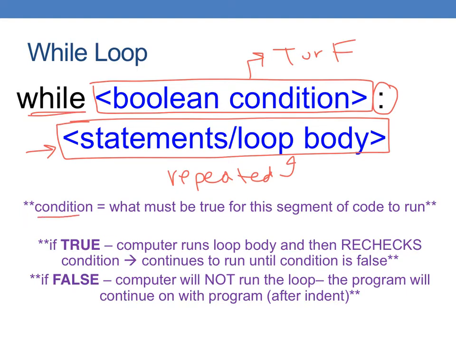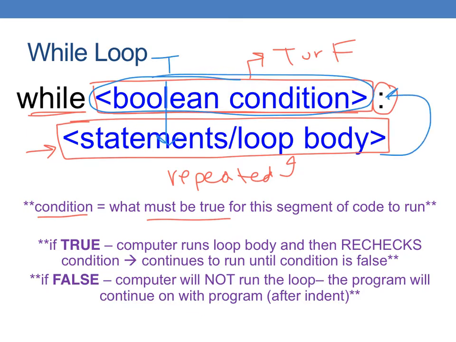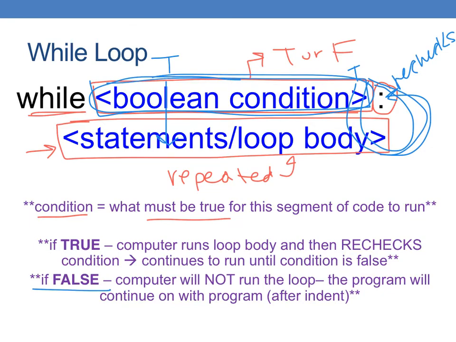A couple of key notes at the bottom: the condition, so this Boolean condition right here, is what must be true for this segment of code to continue running. In essence, what happens with a while loop is it comes in and it checks if this condition is true. If it's true, it runs the code, and then it pops back up here and rechecks the condition. And if the condition is still true, it runs it again. If it's still true, it runs it again. And when this Boolean statement finally is no longer true, the computer stops running the code, so it won't run the loop, and it goes back down and continues on its way, to the place after the indent. So this will keep repeating until this condition is false.